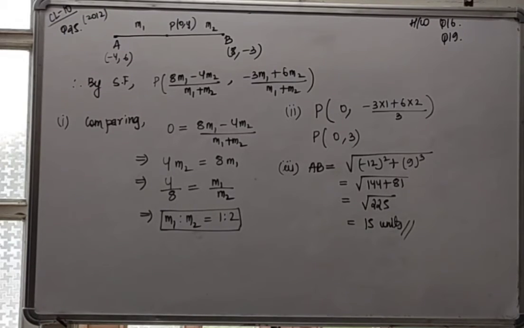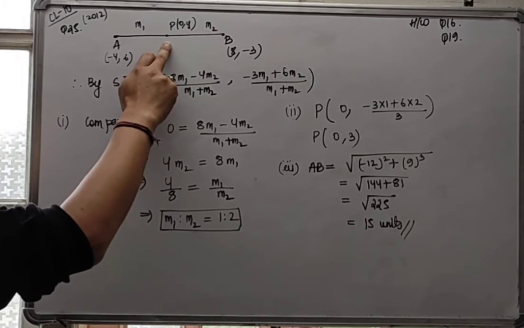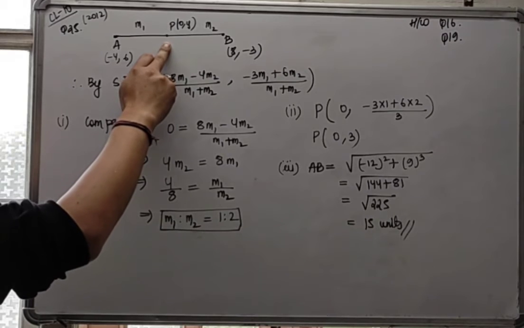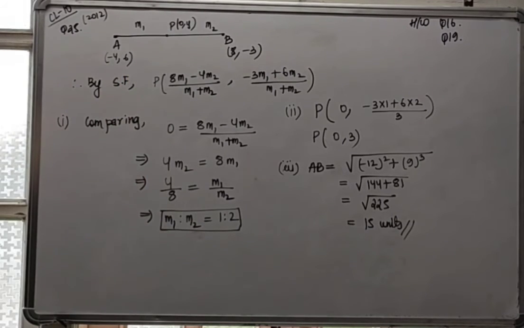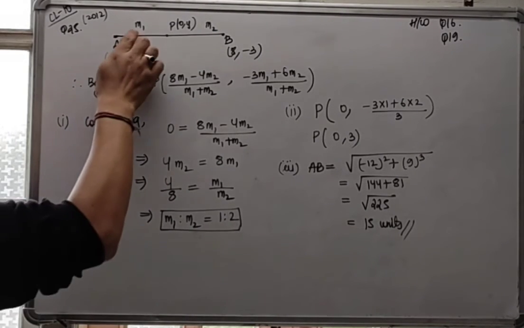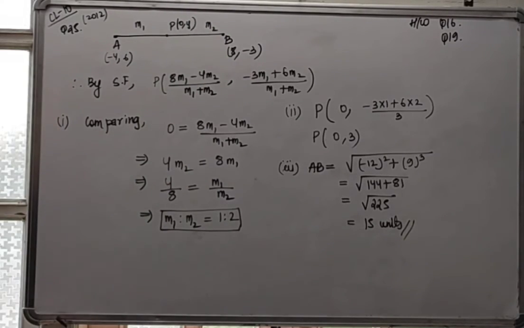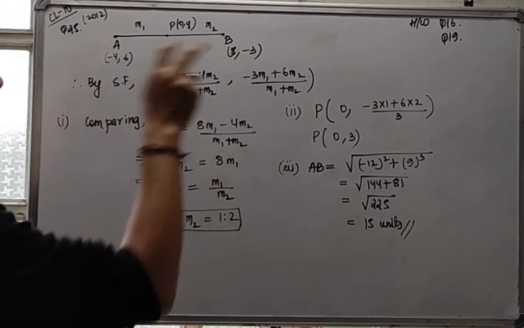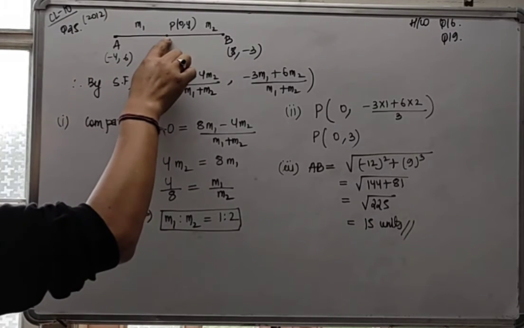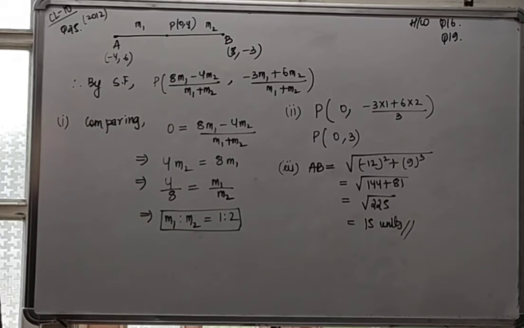Okay, the question says AB is the line segment which is divided by the y-axis. So since it is the y-axis, any point which lies on the y-axis will be of the form (0, y). The question says in what ratio is this point dividing AB? So in what ratio? Let the ratio be m1 and m2. So therefore this will be your actual figure. AB given, point P which lies on the y-axis, so we know. Let us assume m1:m2 is the required ratio.